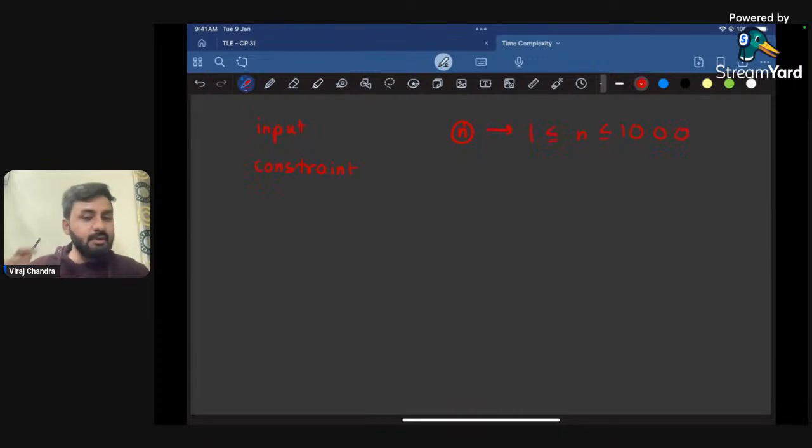Maybe you can have one more constraint and it will say that every number of the array, ai, will also have a range, let's say from 1 to 100. So this is a constraint that we put on the number also of each and every array. Okay, so this is what is classically given in a problem.